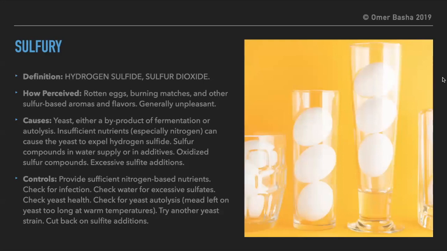The next flavor is sulfuric. So this is defined as hydrogen sulfide or sulfur dioxide. It's perceived as rotten eggs, burning matches, and other sulfur-based aromas and flavors. Generally, it will be unpleasant. The causes can be either from the yeast as a byproduct or from autolysis. Insufficient nutrients can make the yeast expel hydrogen sulfide.